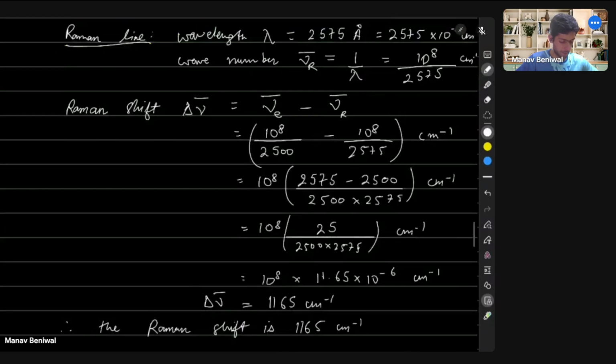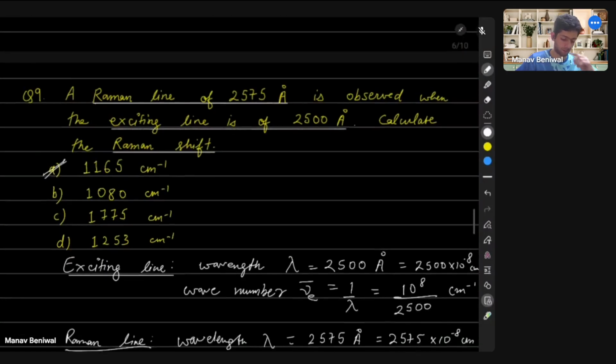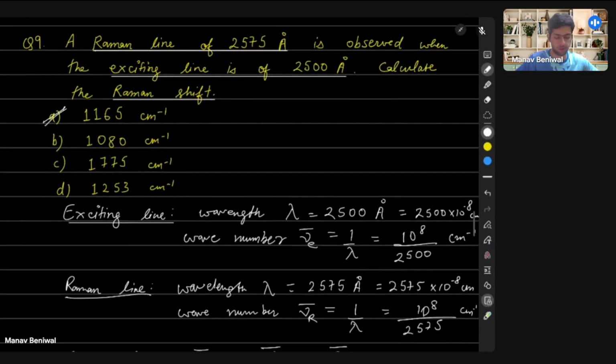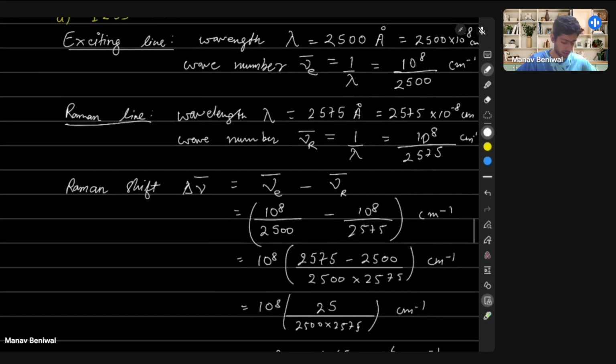Okay, so yeah, it was a fairly simple problem. We were given the wavelengths of the Raman line and the exciting line. We just need to convert these to wave numbers, because the Raman shift is given in terms of wave numbers. You can also see from the options that they are asking in terms of per centimeter, which is the unit of wave number. Then we converted lambda to wave number for both the lines and took their difference, and that difference is known as the Raman shift.